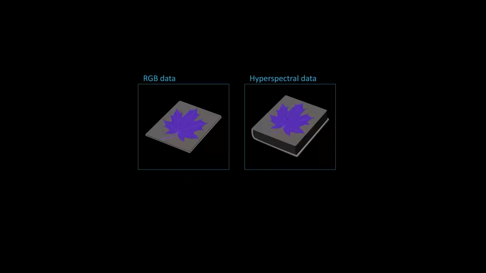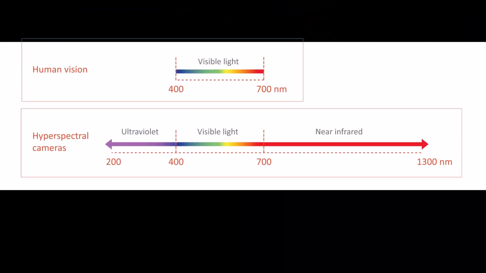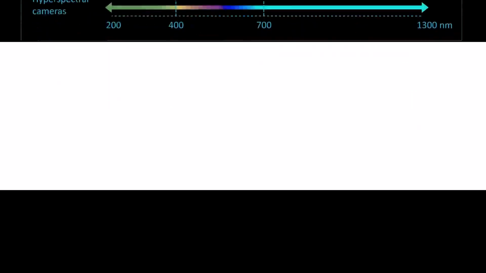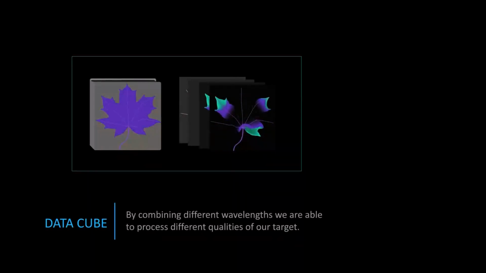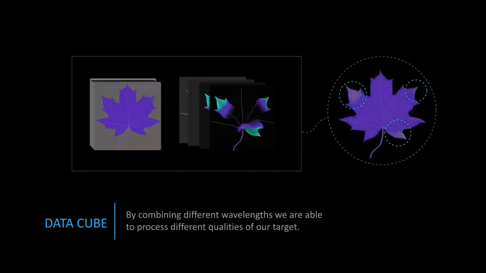In most of the cases, a hyperspectral camera collects information also from the wavelengths invisible to human vision. The book that we see is constructed from many wavelengths. As I said, every page of the book presents its own information. By combining different pages, we are able to process different qualities of our target, such as possible plant diseases that are infecting the leaves or the amount of water that the leaf contains.